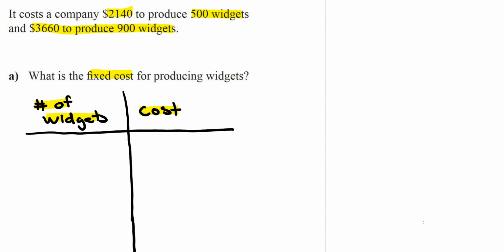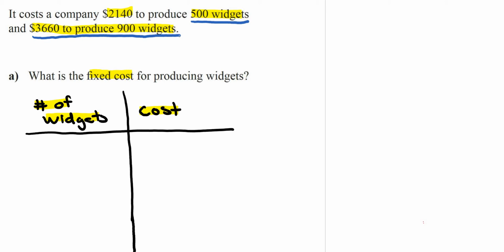Let's continue on with the homework video guide for section 5.4 with question number 15. For this question, it costs a company $2,140 to produce 500 widgets, and it's going to cost $3,660 to produce 900 widgets.